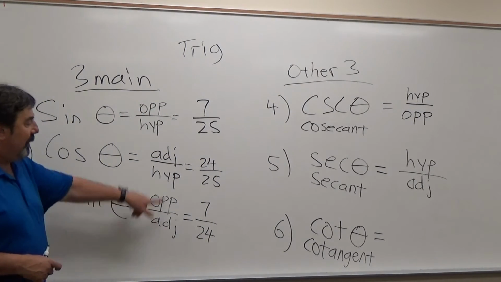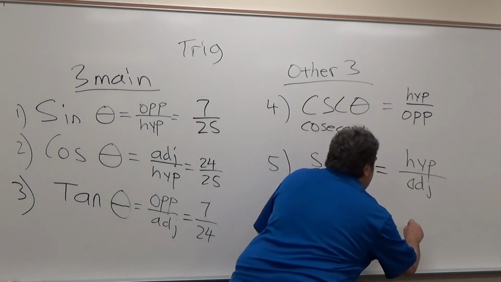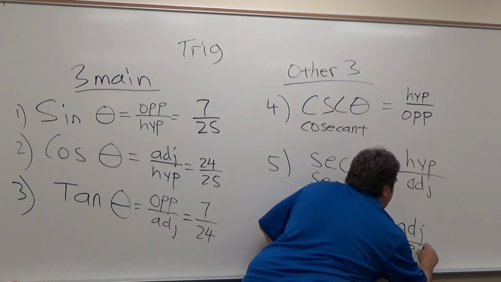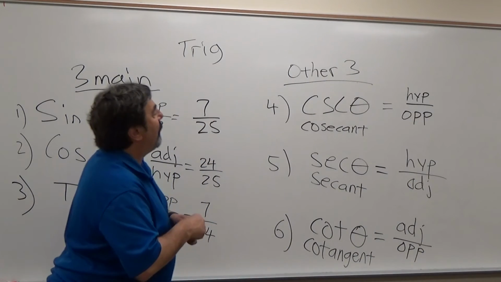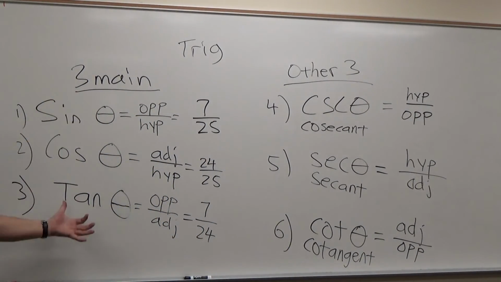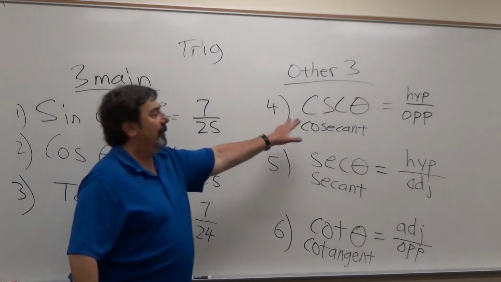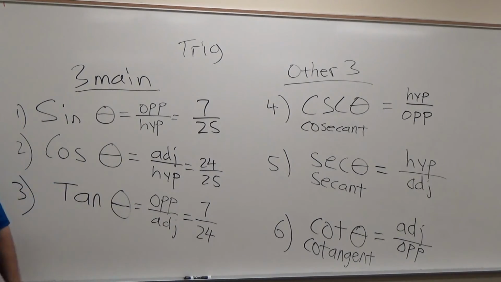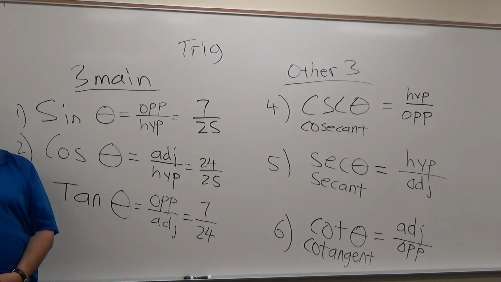The adjacent over the opposite. Very good. Adjacent over opposite. Good. Nicely done. So there are the 6 trig functions, the 3 main ones, and their reciprocals. Straight across, reciprocals. All right? Good?